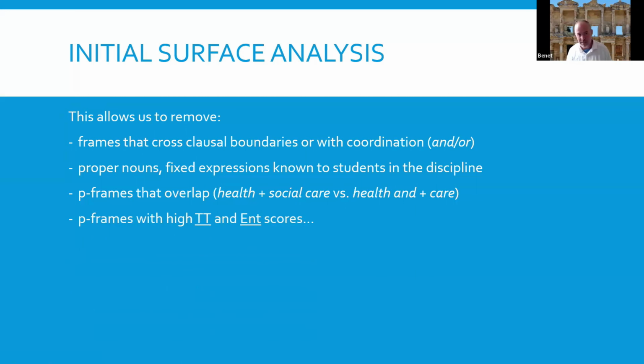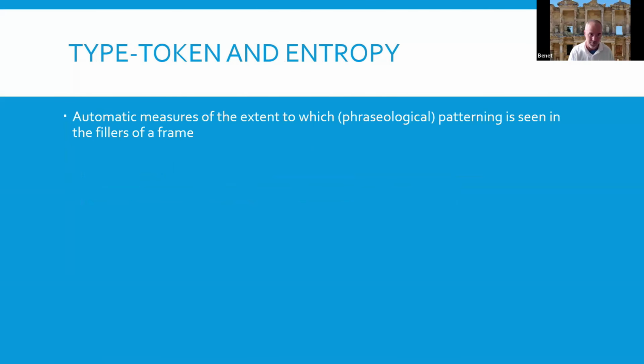And like I said, if you have very high type token and entropy scores, then probably it's not going to be so useful, most likely. So just before the break, a very quick explanation, description of type token and entropy. These are automatic. The corpus software will just give you these measures, these values. What they show is the extent to which you might see phraseological patterning in terms of the fillers, the slots, the words that go in the gap.